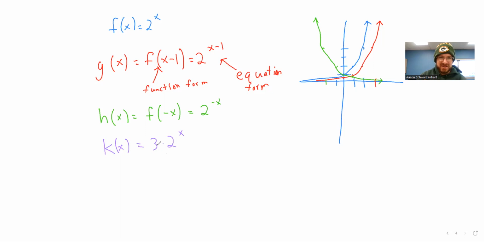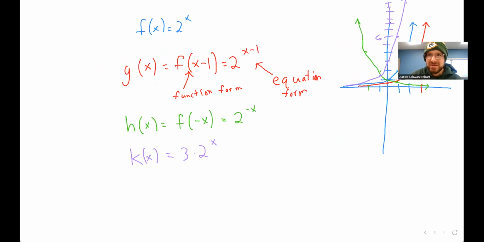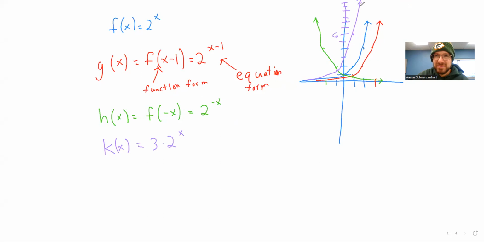k of x means I take each point and I multiply it by 3. So again, I keep going back to f of x. So this 1/2 becomes 3/2. This 1 becomes 3. This 2 becomes 6. This 4 becomes 12. And my graph is stretched out vertically. Okay. That's some basic transformations.